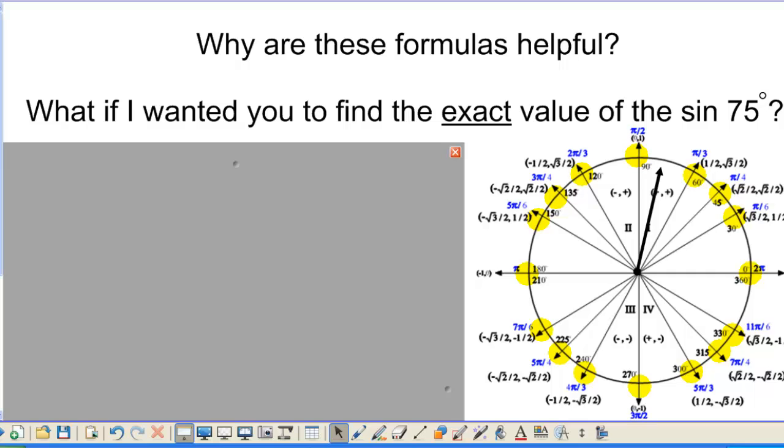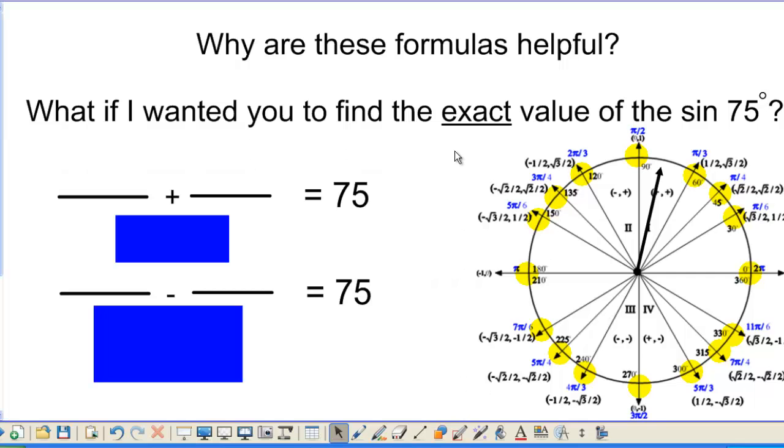But if we want to find the exact value, I can use any of the angles you see highlighted in yellow and add them or subtract them to get new angles, and I can use their exact values to find exact values of new angles. So when I look at the sine of 75 degrees, I think to myself, what are some ways that I could use the angles that you see pictured on my unit circle to either add to 75 or subtract to 75? Well, one option, and I always go for the one that's the most efficient and easy, is I could take two first quadrant angles, 30 and 45 degrees, and that would equal 75 degrees.